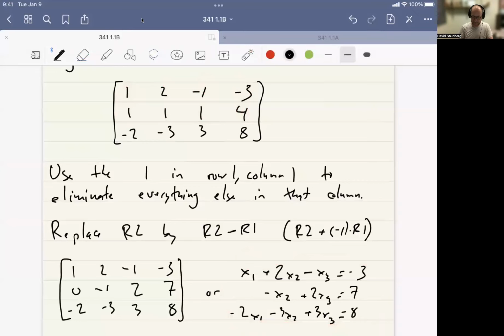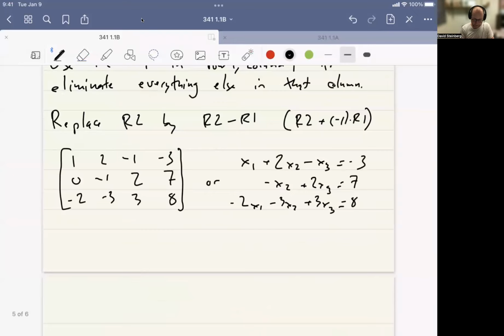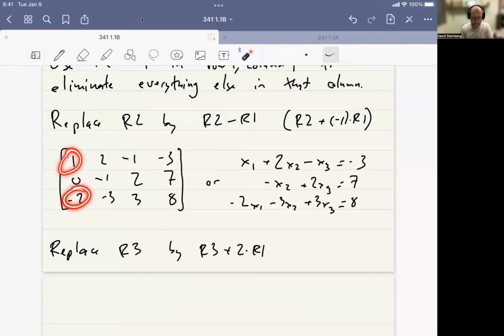Okay, let's do the same thing for row 3. So we want to replace row 3 by, well, let's see. If we want to kill that -2 with that 1, we'd better add 2 times row 1 to it. So row 3 plus 2 times row 1, right? Because that lets this 1 cancel that -2.